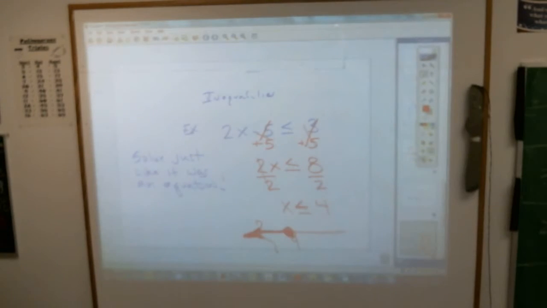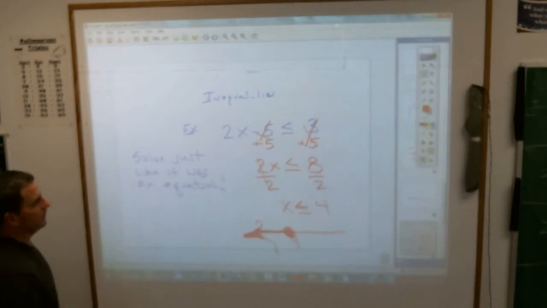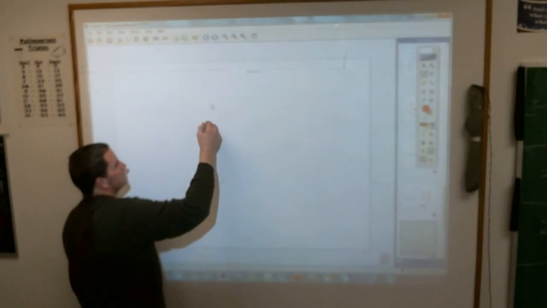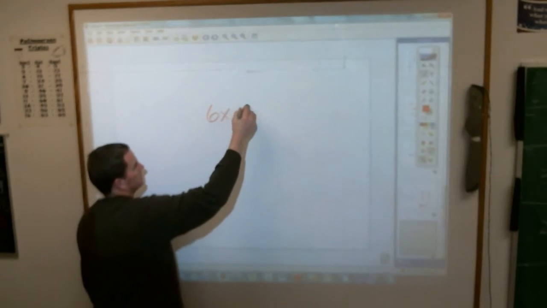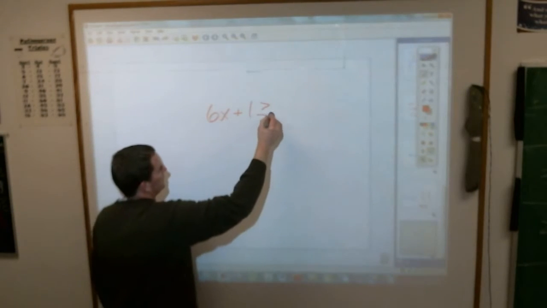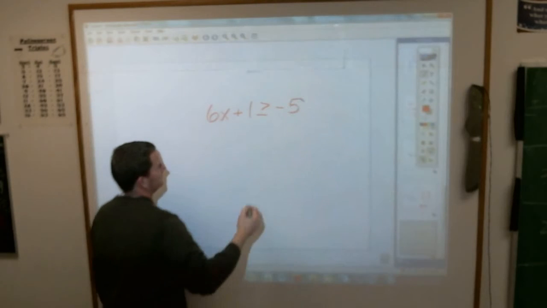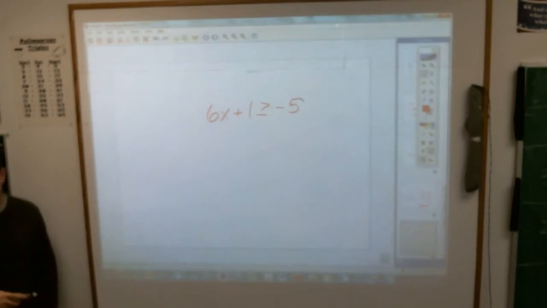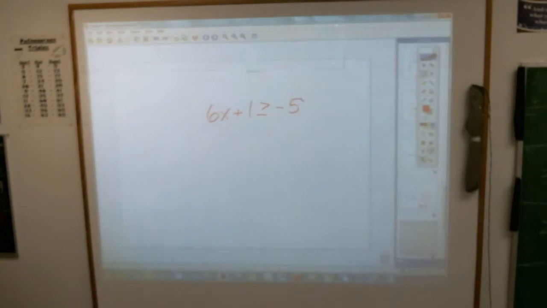I'm not going there. Do this, solve this one for me. 6x plus 1 is greater than or equal to negative 5. See what you get for an answer to that.